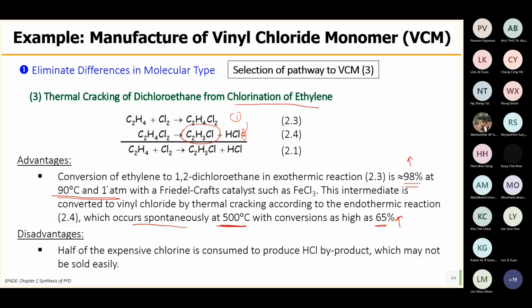The first reaction is exothermic. The condition is not that high: temperature less than 90, less than 100 degrees, and at atmospheric pressure only. The next reaction is at quite high temperature, but occurs spontaneously. Still, the conversion rate is high, more than 50%. The disadvantage: half of the expensive chlorine is consumed to HCl, the byproduct, which may not be sold easily. So here HCl is still high.